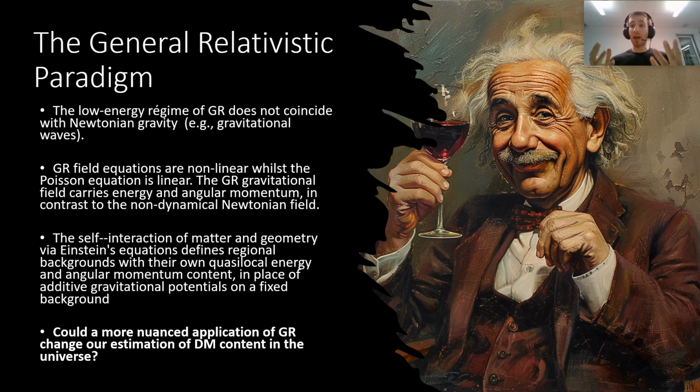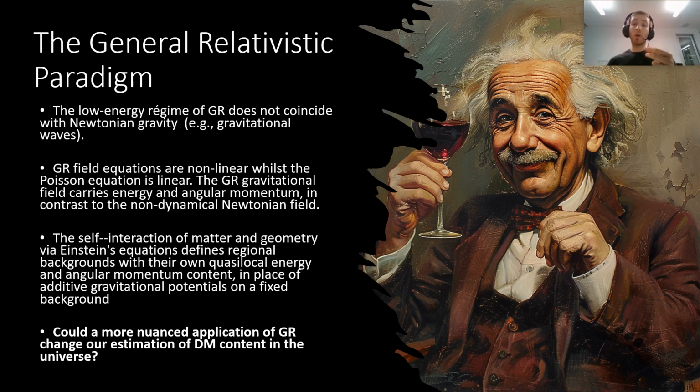These mathematical nonlinearities, from a physics point of view, mean that when we take averages of motion of matter, we are really accounting for the self-interaction given by the nonlinearities in the Einstein equation. Self-interaction between geometry and matter content, which ends up defining regional backgrounds with their own content of quasi-local energy and angular momentum. This is a picture which is very different from additive gravitational potentials over a fixed Minkowski background.